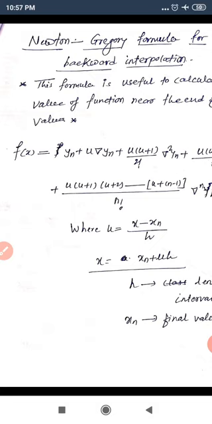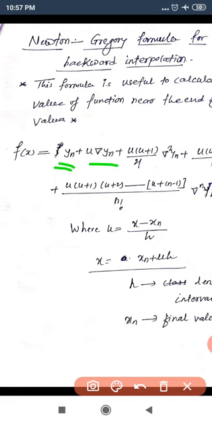In the backward formula, this value is starting from yn, the last value. Then u into del of yn. u plus 1 upon 2 factorial del square of yn.